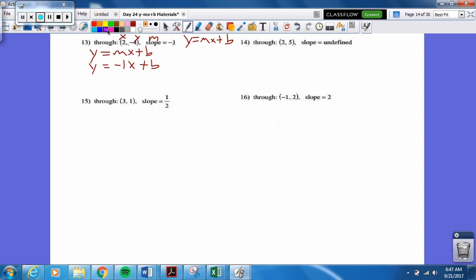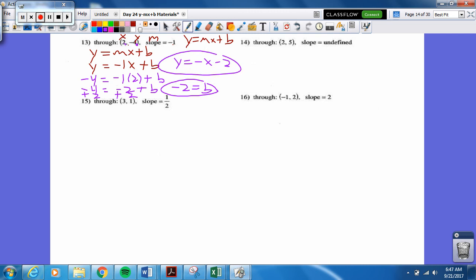All right, so y, here's where people mess up. Let's put y here. Negative 4 equals negative 1, here's x, which is 2, plus b. Negative 4 equals negative 1 times 2, which is negative 2, plus b. Add 2, add 2. Negative 4 plus 2 is negative 2. So negative 2 equals b. Put it all together. Y equals negative x. I don't have to put the 1. Minus 2. Got it. No problemo.